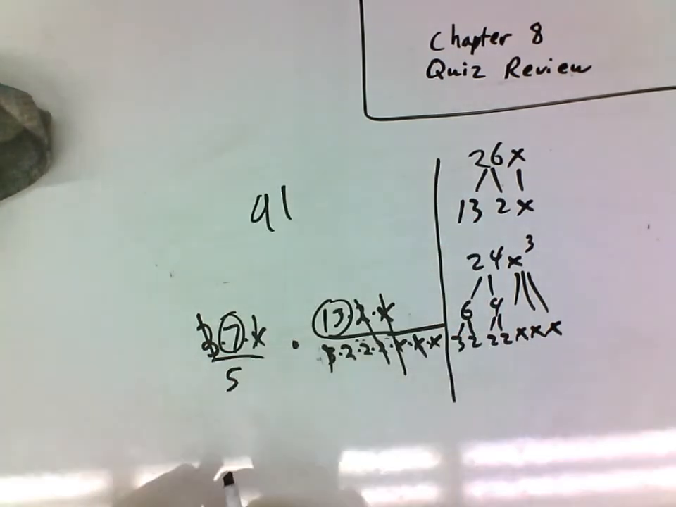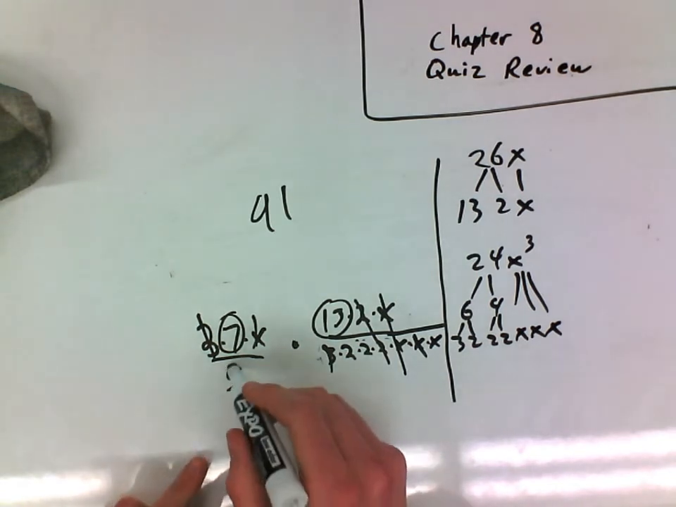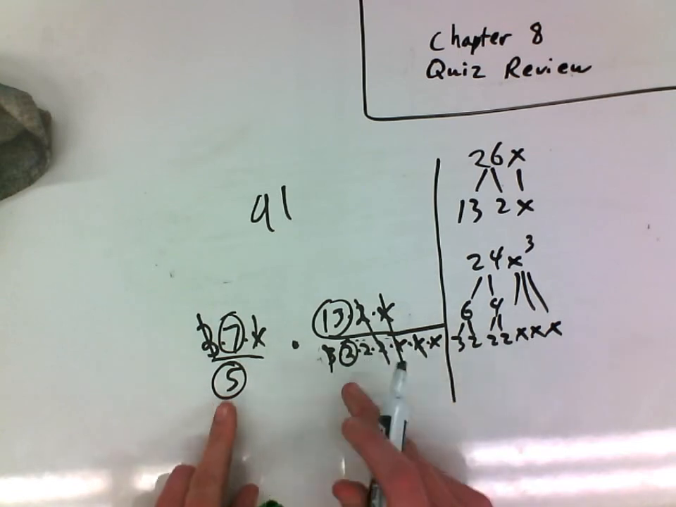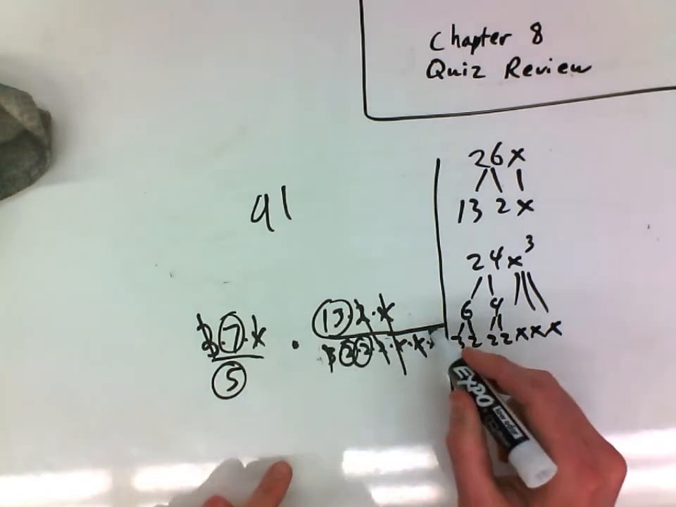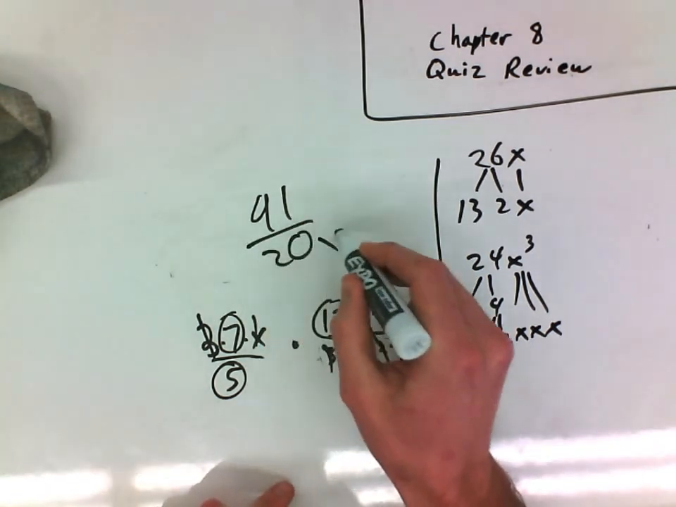So what I have on top here is 7 times 13, which is 91. And on the bottom, I have 5 times 2, which is 10, times 2, which is 20x. So I have 91 over 20x.